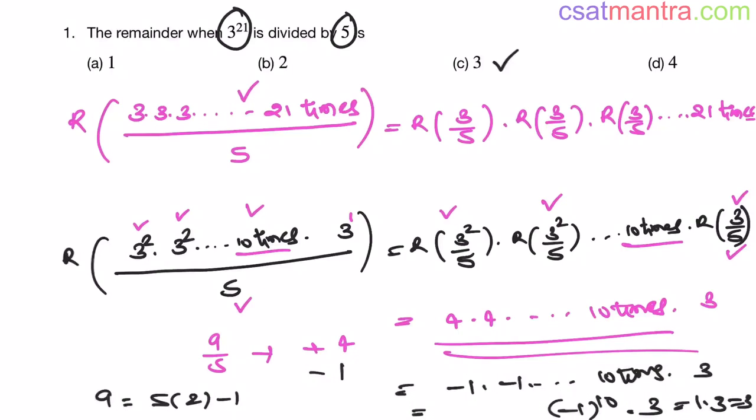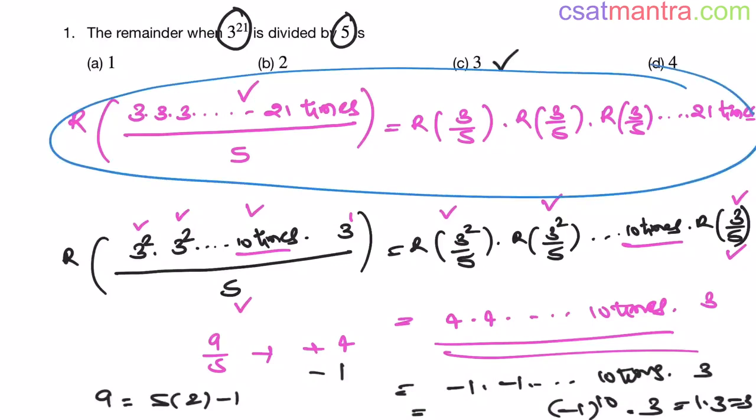Now see here the beauty of negative remainders. It has simplified the problem like anything. If you solve this problem using positive remainders, it will take more than a day for you. But if you solve it using negative remainders, you can solve this problem within 5 seconds, my friends.